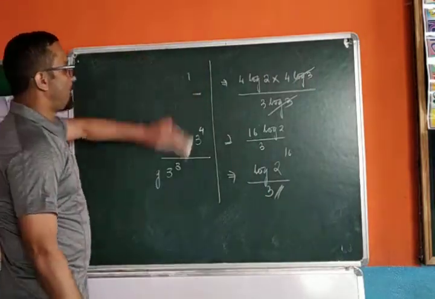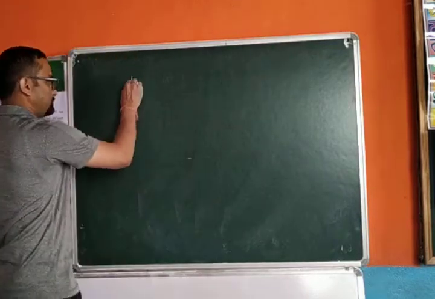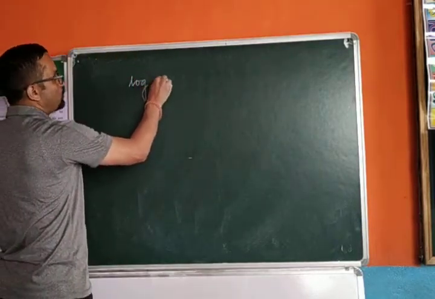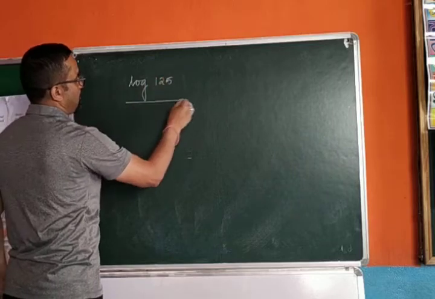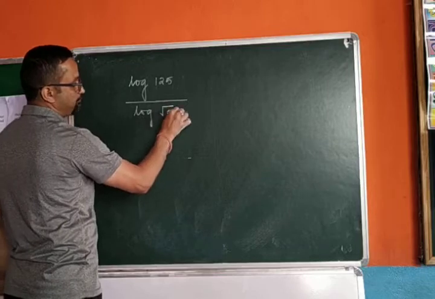Similarly, suppose you have a question like this. Log 125 divided by log root 5.